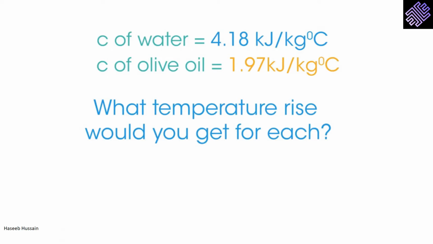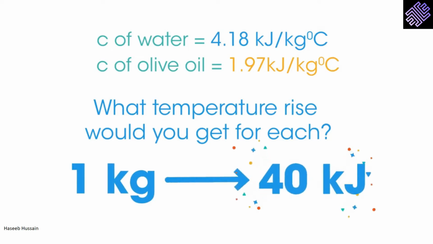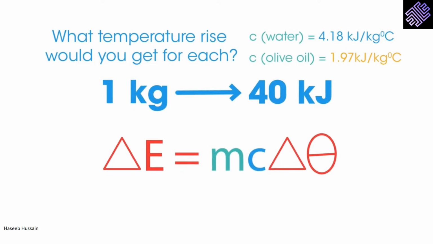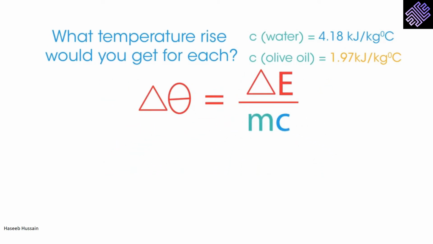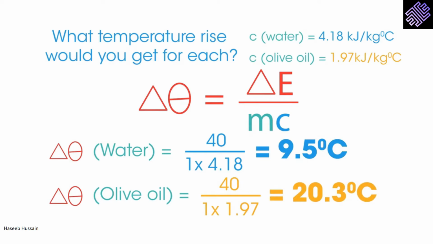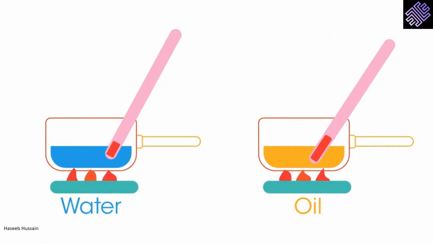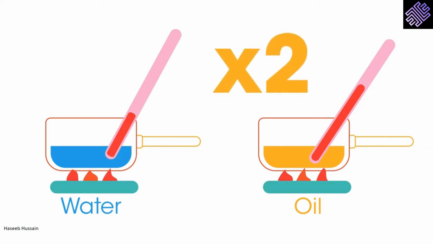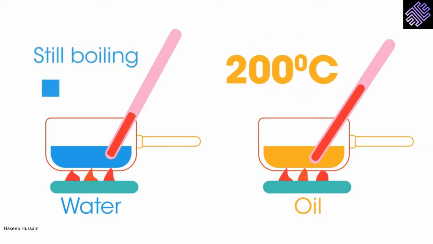What temperature rise would you get for each if 1 kilogram had 40 kilojoules of energy transferred? If we rearrange the equation, delta theta is the temperature rise. For water, we get 9.5 degrees Celsius, and for olive oil, we get 20.3 degrees Celsius. Olive oil has a much lower specific heat capacity than water, so it heats up much quicker when exposed to an identical heat source. In fact, an identical mass of oil heats up almost twice as fast as water, reaching 200 degrees Celsius while water is still boiling.